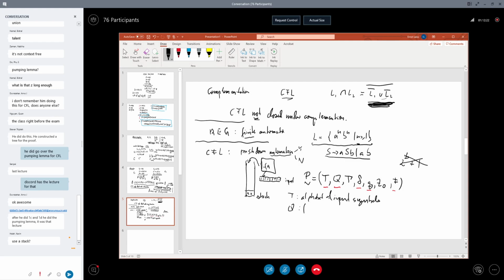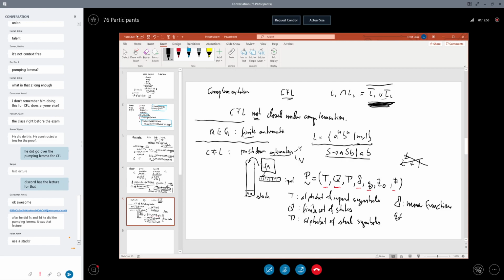Q is the finite set of states. Gamma is the alphabet of stack symbols. Delta is the move function. We'll look at that in more detail.